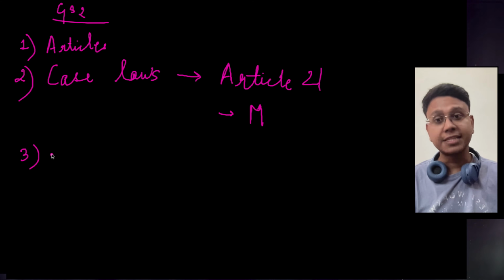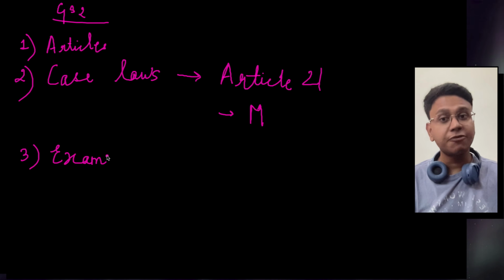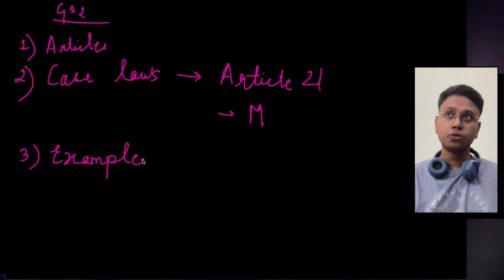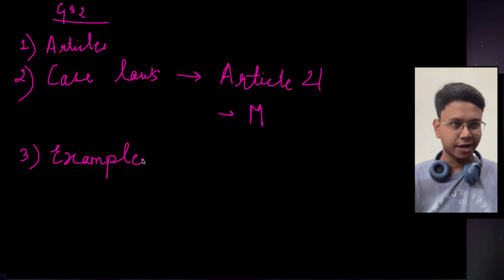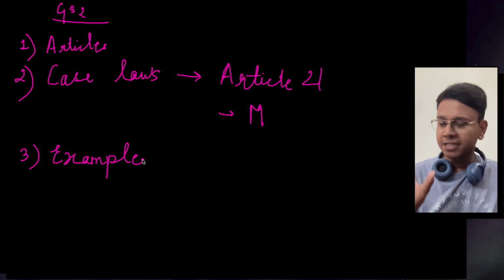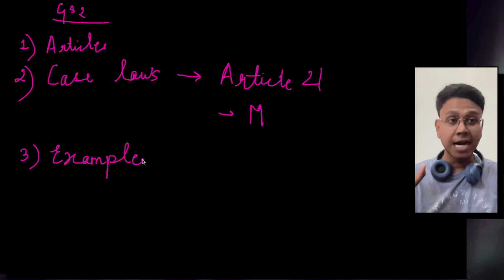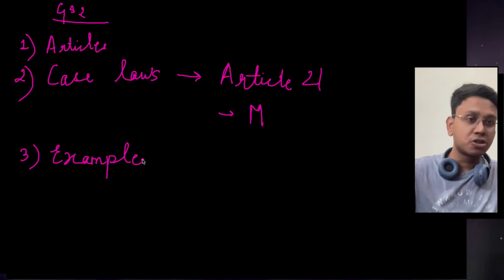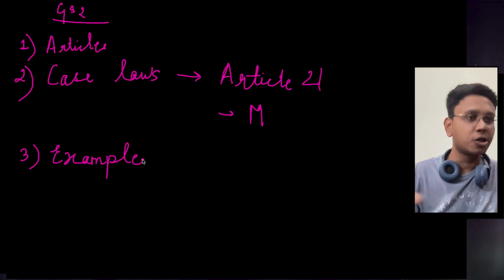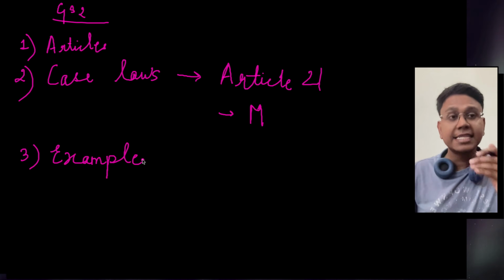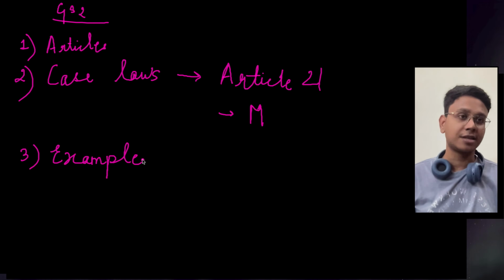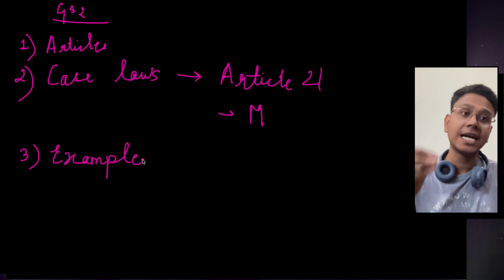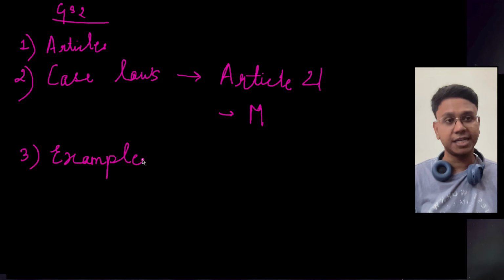Third is examples. Now, example is a very broad term. For example, when there is a question with respect to, say, the model code of conduct, and some limitations of the model code of conduct are being asked, then you should give an example that in the 2024 election, maybe the Election Commission did not take action on a particular violation, etc. So these examples give authenticity and practicality to your answer. And as a civil servant, you should always have that authenticity and practicality in your answers.